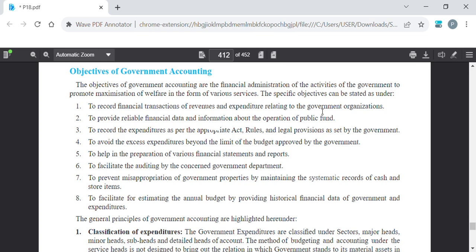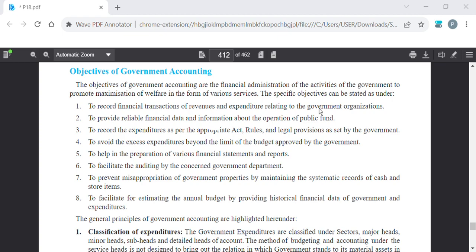Then you have to prevent misappropriations of government properties by maintaining systematic records of cash and store items. Here you have to protect government assets with records. Then you have to facilitate estimating the annual budget by providing historical financial data of government and expenditure, support budget estimation with data.